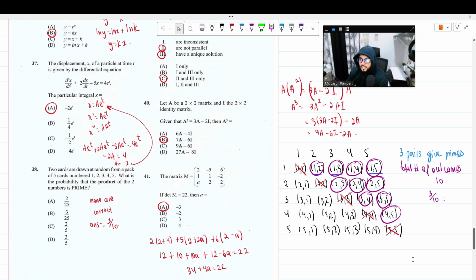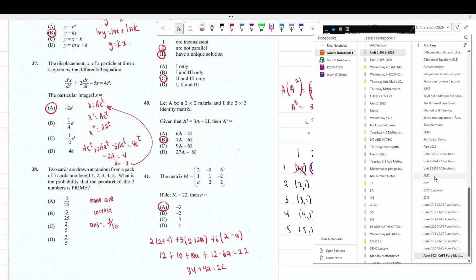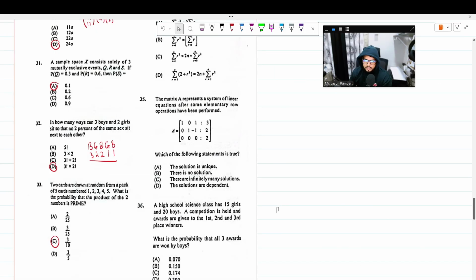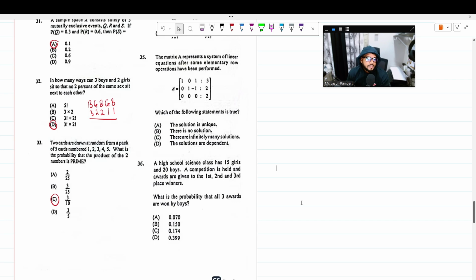I'm not going to repeat the pairs. 1,2 is the same thing as 2,1. So I would have circled all of the possible outcomes. The rest that I didn't circle are repeats. Only 3 pairs of those possible outcomes have products that are primes. So, as a result, 3 pairs give primes out of the 10 possible outcomes. So I see that they did something very positive here. Fixed a mistake. 3/10 is the answer.